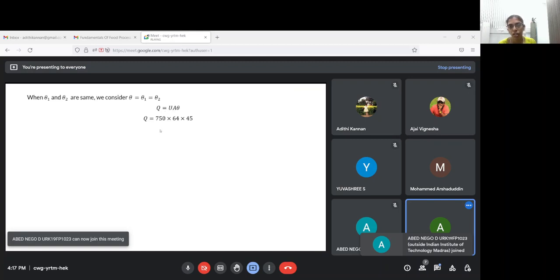So U is 750 watt per meter square Kelvin. Area is found to be 64 meters square, and your delta T or theta that you calculated is 45 degrees. So Q turns out to be 2160 kilowatt.